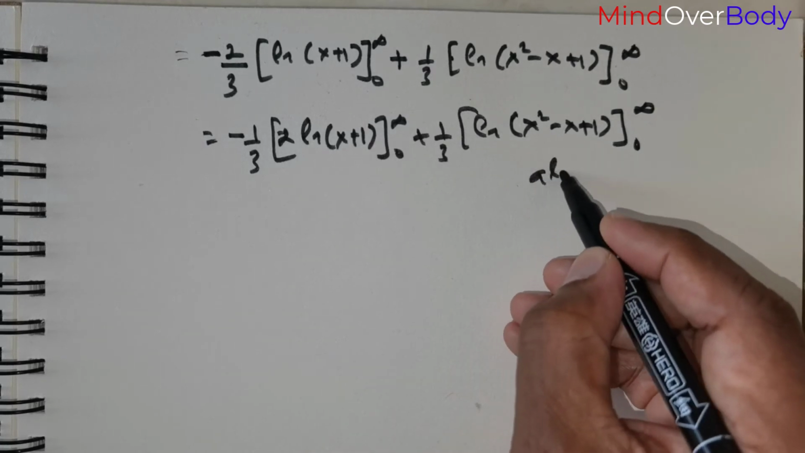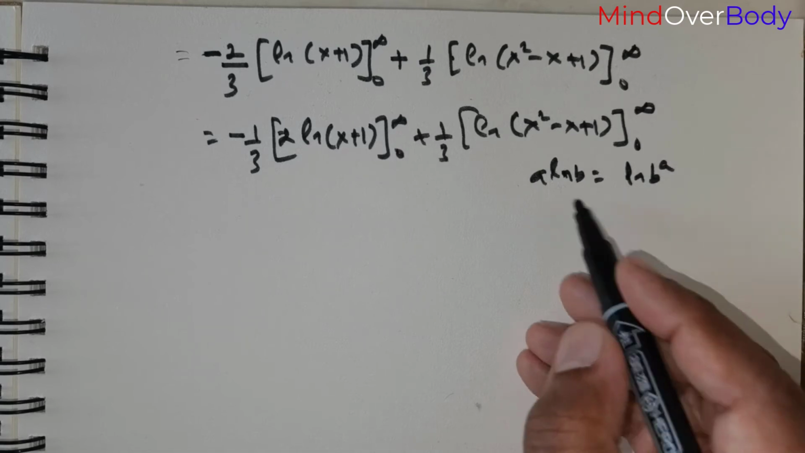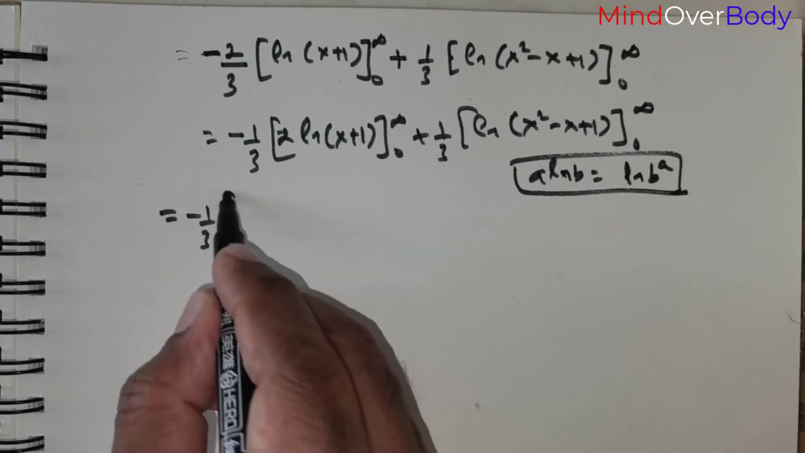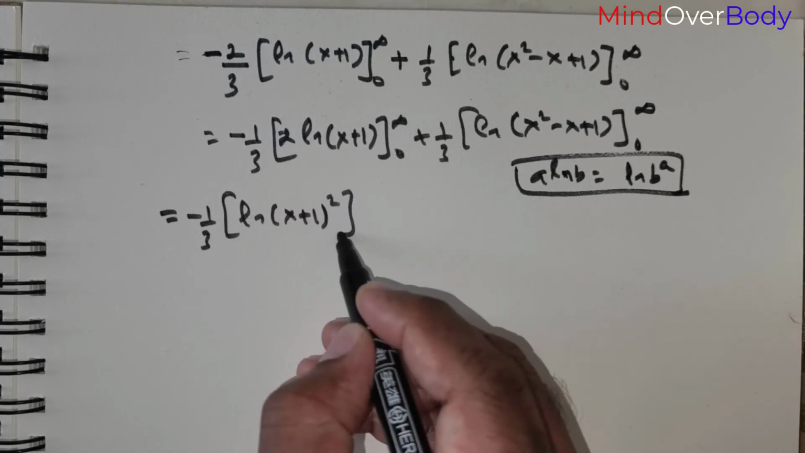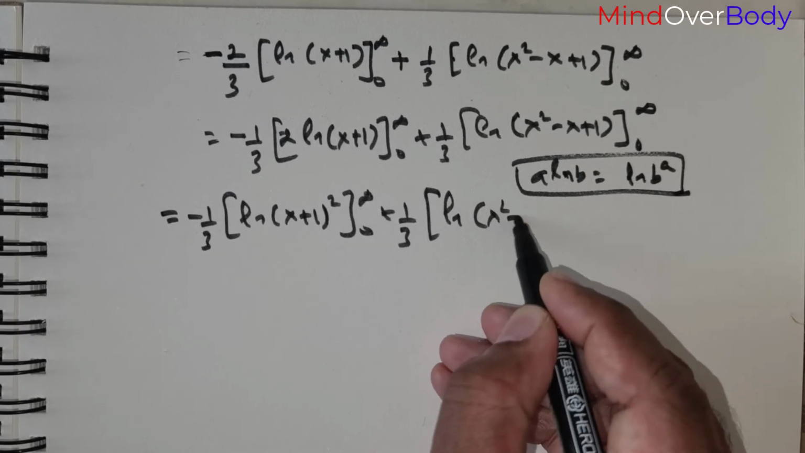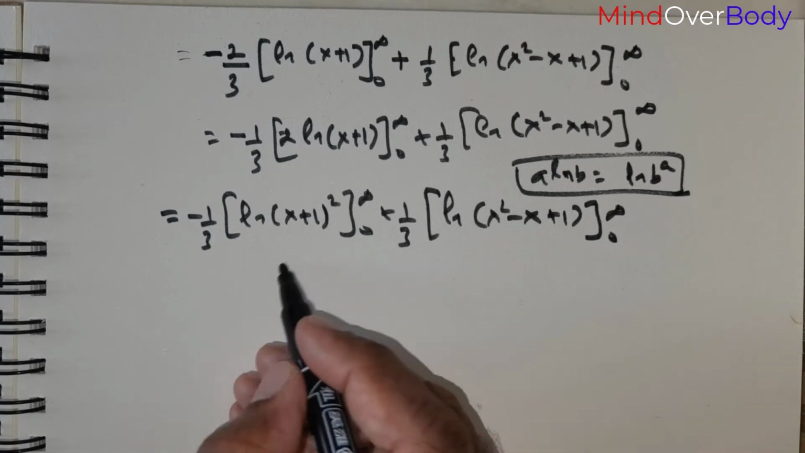Now there is a formula. What is that? A times ln b is equal to ln b raised to the power of a. Now if I were to use this formula, this is equal to negative 1 over 3 ln of (x + 1) raised to the power of 2, limits are 0 to infinity, positive 1 over 3 ln of (x squared - x + 1), limits are 0 to infinity.